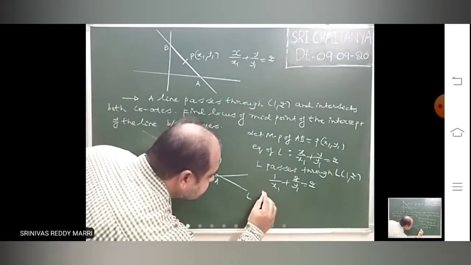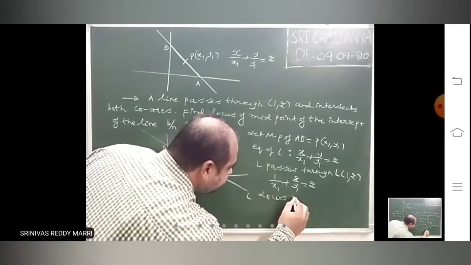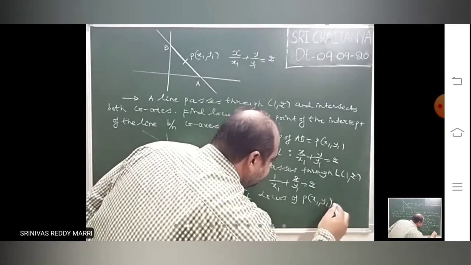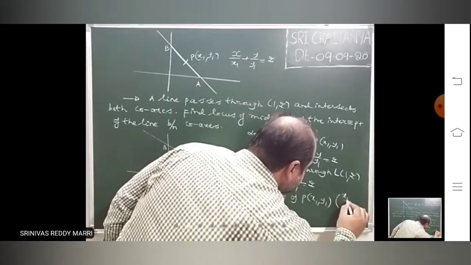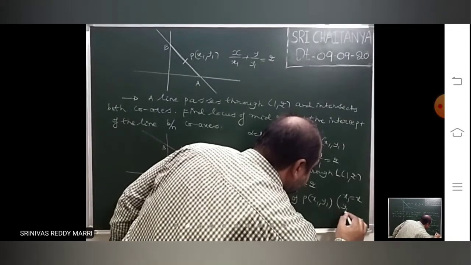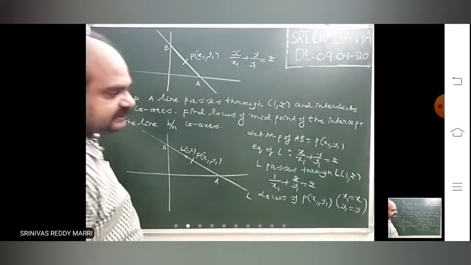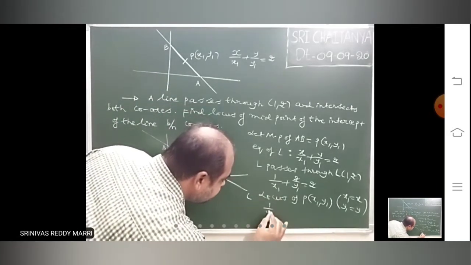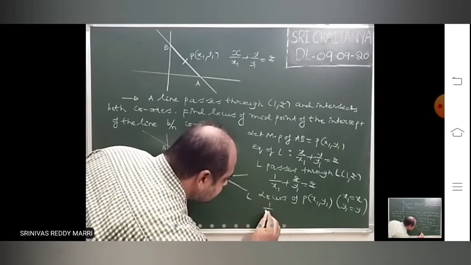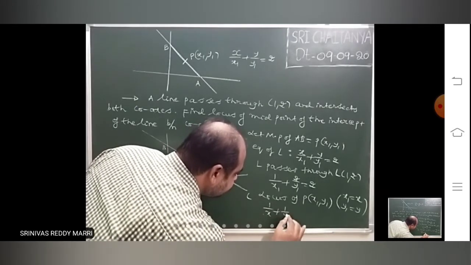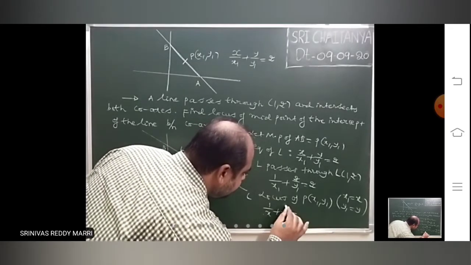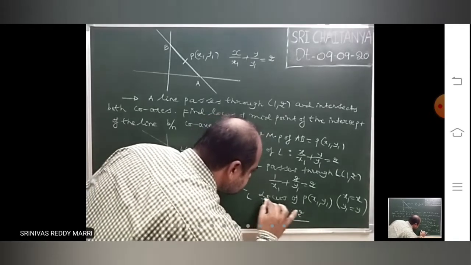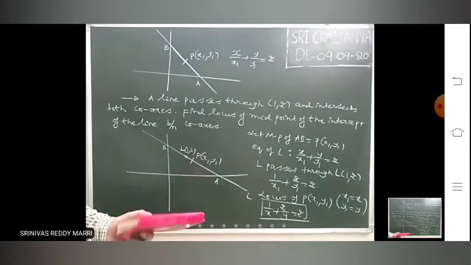So this is an equation in x1, y1. Locus of P(x1, y1), how to find it? We will always write the curve in x and y. Replace x1 by x and y1 by y. That means the locus is nothing but 1/x + 2/y = 2. This is the required locus.